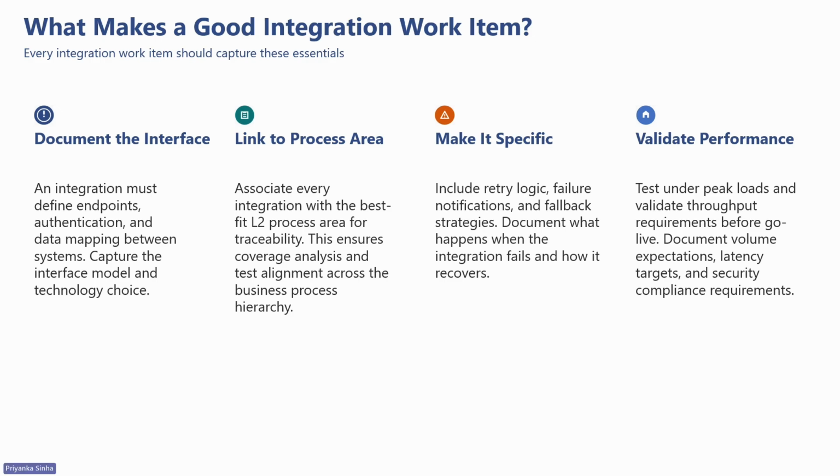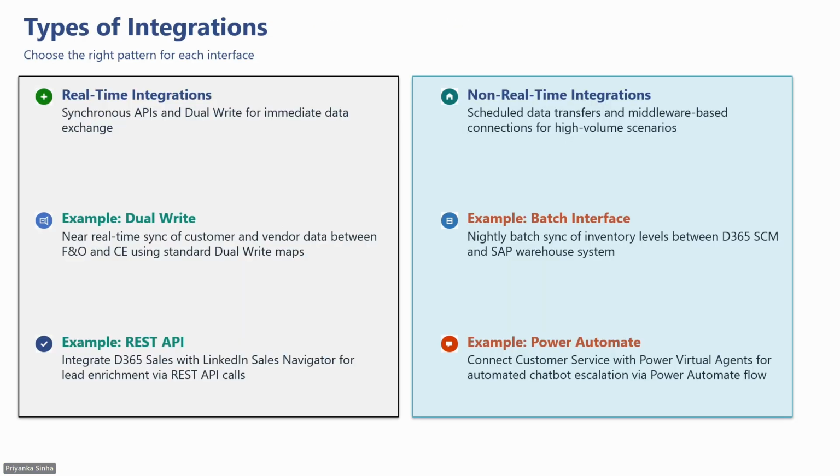Now, let's look at the types of integrations you will encounter. So at a high level, integration falls into two categories, real-time and non-real-time, and the pattern you choose affects how you document the work item. Real-time integrations are your synchronous API and dual write scenarios. And as you know, dual write is the most common one we see.